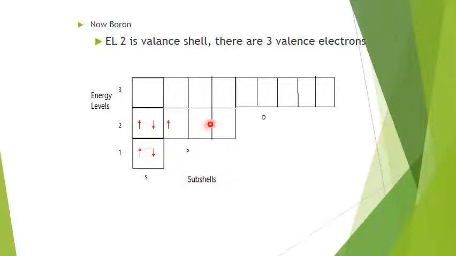Actually, you could put it in any one of these 3 squares because they're all actually equivalent. But we usually start from over here. So this is the orbital energy diagram of boron. It has a valence shell of 2, and it has 3 valence electrons. 1, 2, 3.